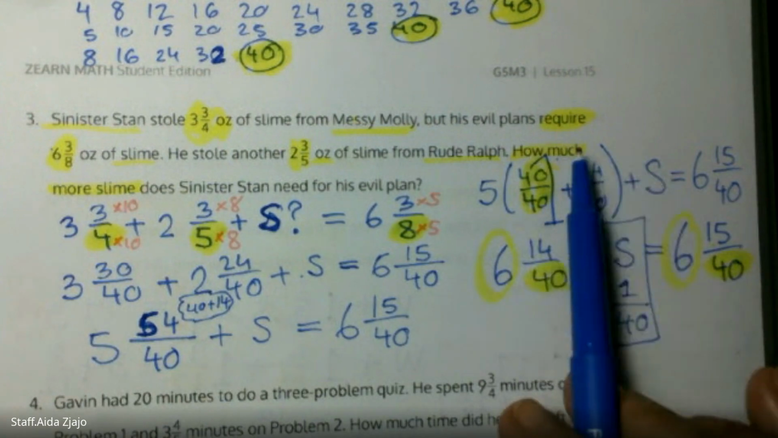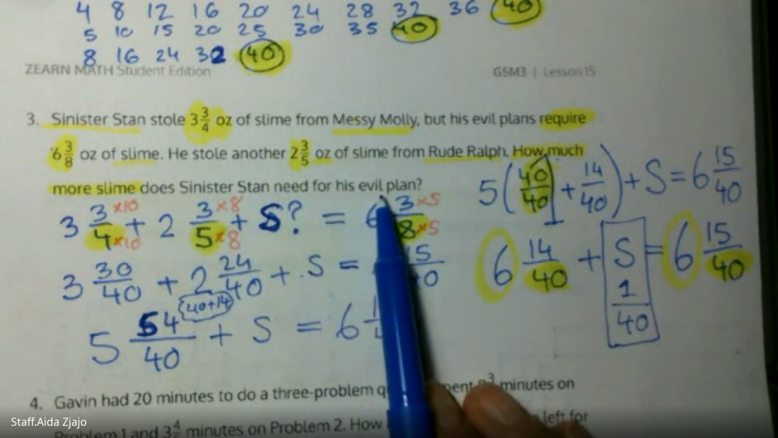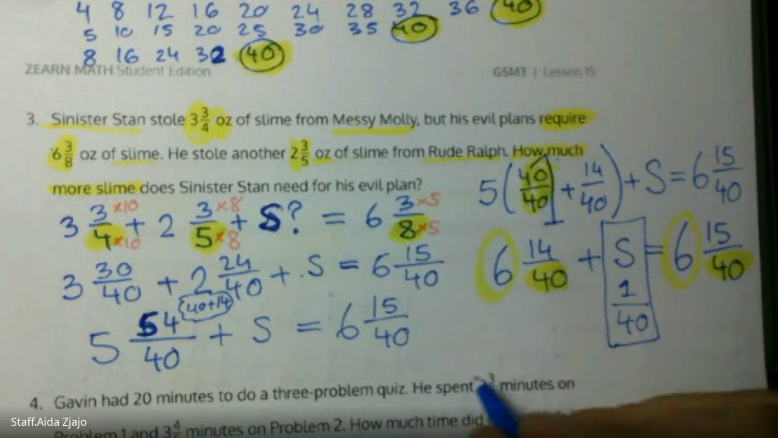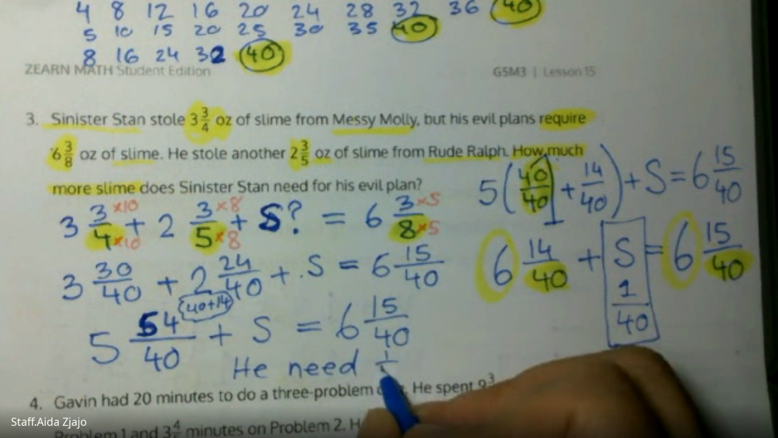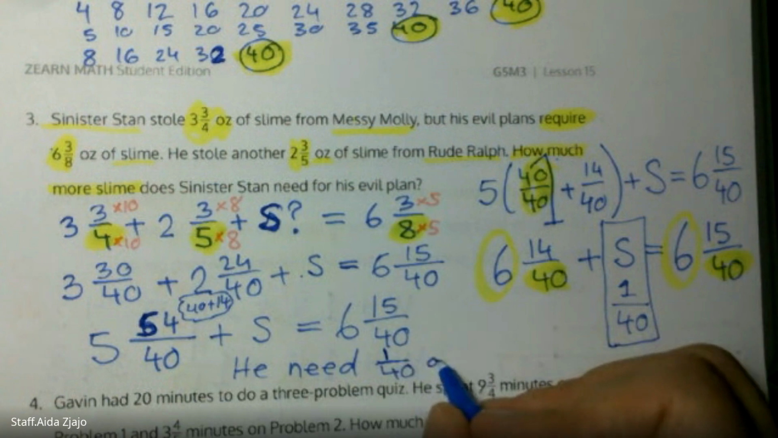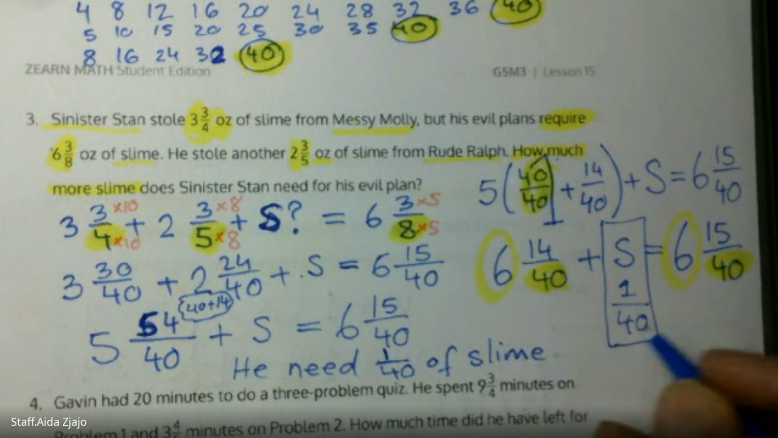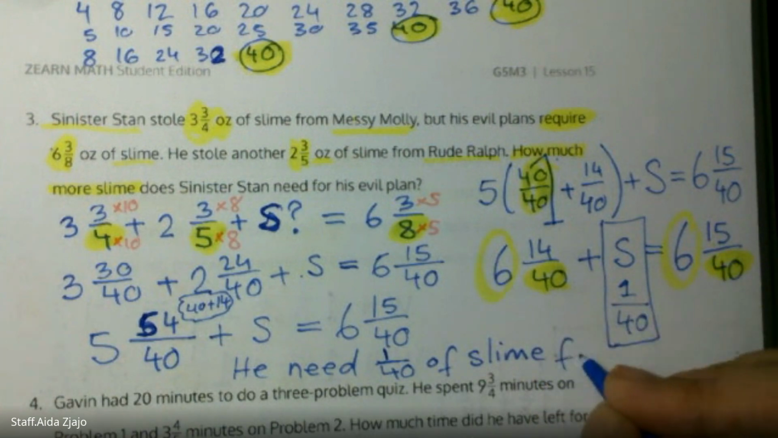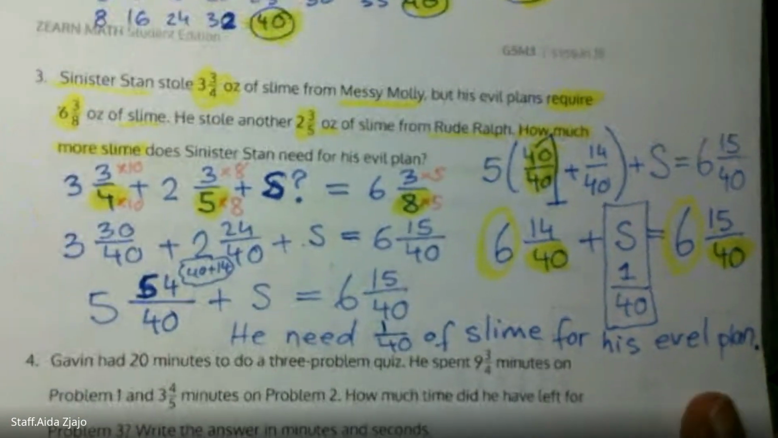So how much more slime does Sinister Stan need for his evil plan? He needs 1 40th of slime for his evil plan. We don't know what he's planning, but that's how much more he needs.